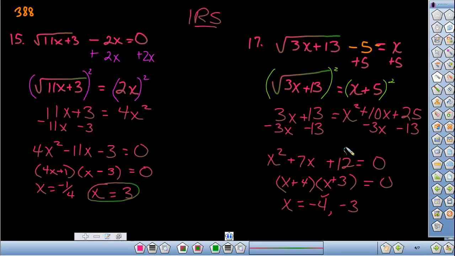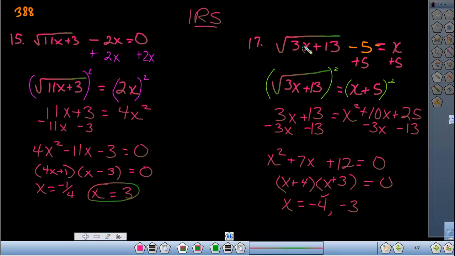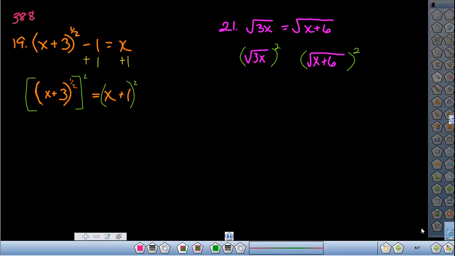Now let's try -3. When we plug in -3, we get -9, and we're going to add 13. When we do so, we get a +4. The square root of 4 is 2. We're going to take 2 and subtract 5. That's going to give us a -3. And that's supposed to equal the value that we plugged in, which was -3. So those two solutions worked in this case. So both of those answers are correct solutions.